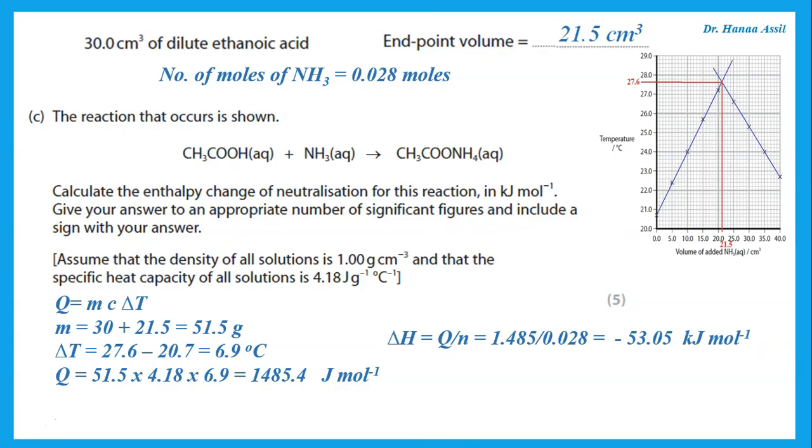Now, why did we put the negative sign? Of course, that's because the temperature increased. When the temperature goes up, that means the reaction is exothermic, and that means the delta H must be a negative value.